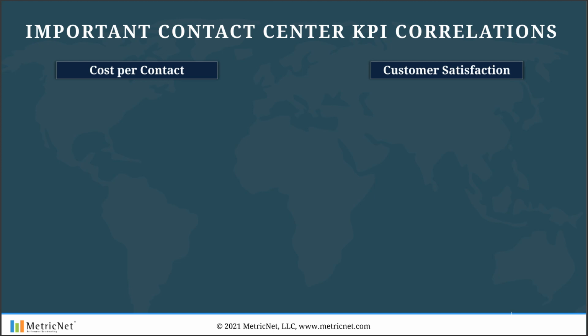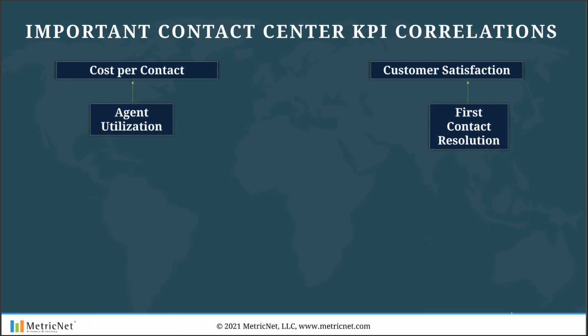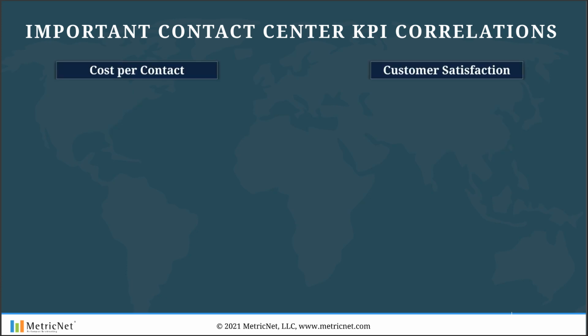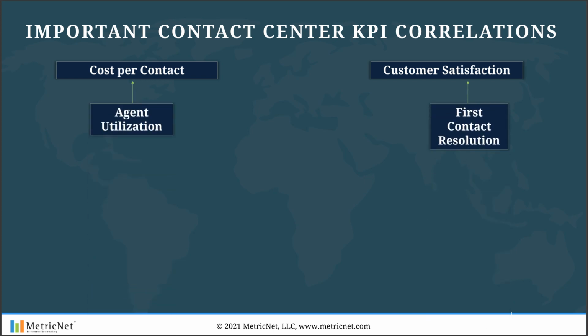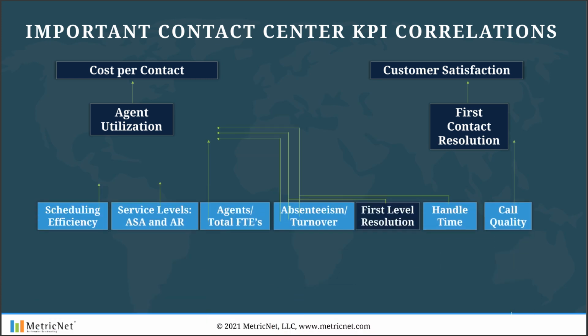I mentioned earlier that I would show you what some of the more important correlations are, cause and effect relationships for the contact center. We start with our foundation metrics of cost per contact, our primary measure of efficiency, and customer satisfaction, our primary measure of effectiveness. Those 2 are driven respectively by agent utilization and first contact resolution rate. As agent utilization increases, cost per contact goes down because these are labor-intensive functions. 70% of your costs are tied up in your human resources, your agents, your supervisors, team leads, workforce schedulers, QA, QC, and likewise. First contact resolution rate is your main driver of customer satisfaction.